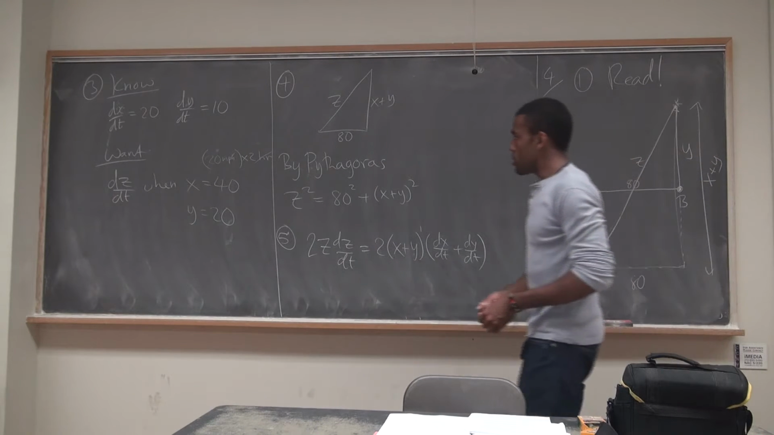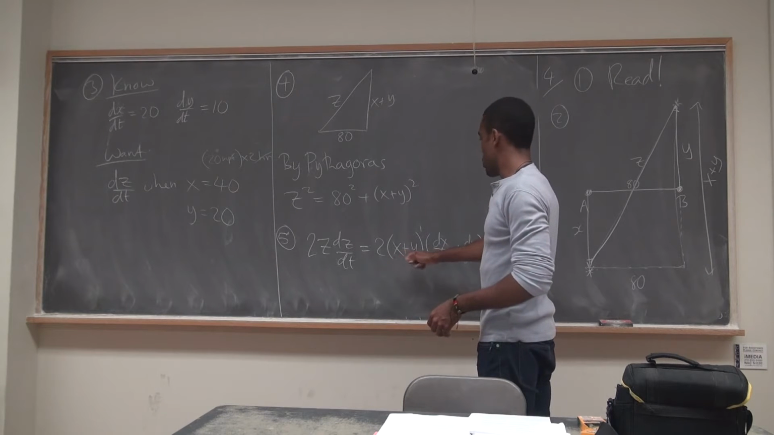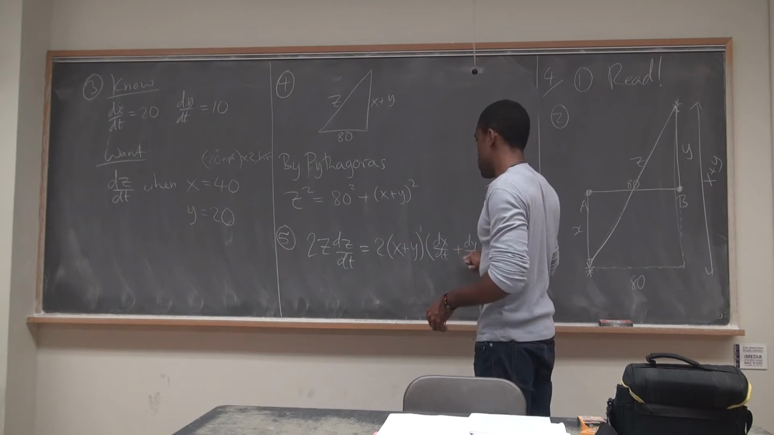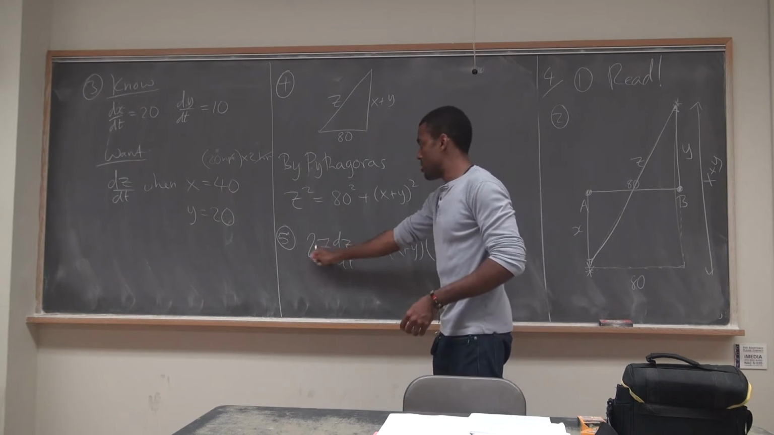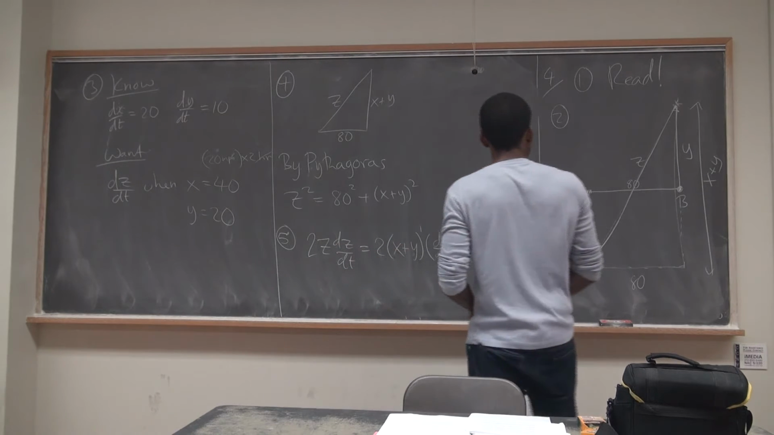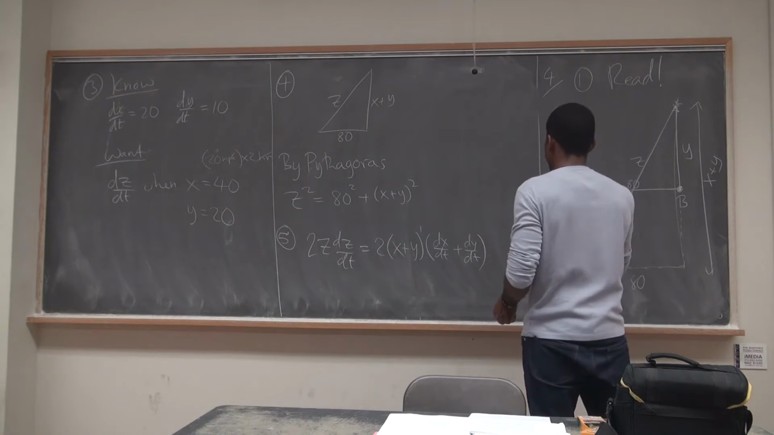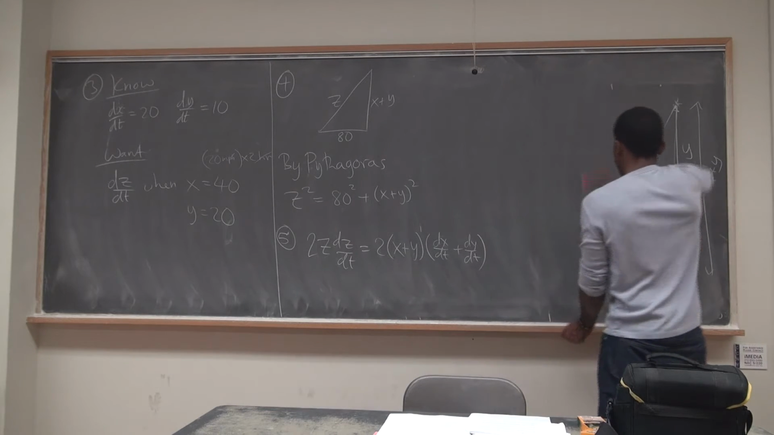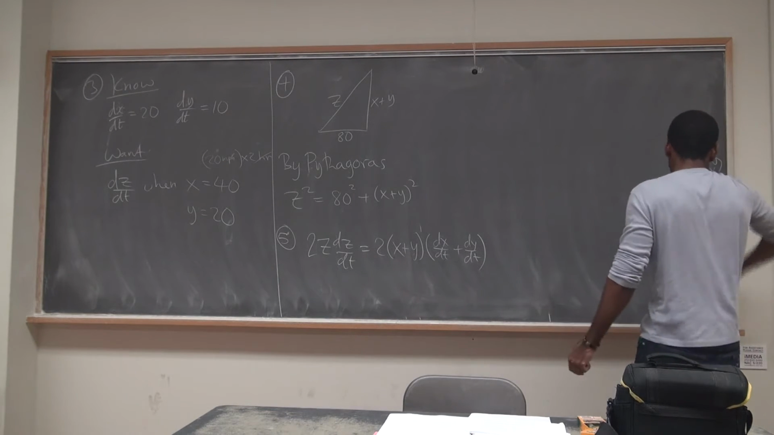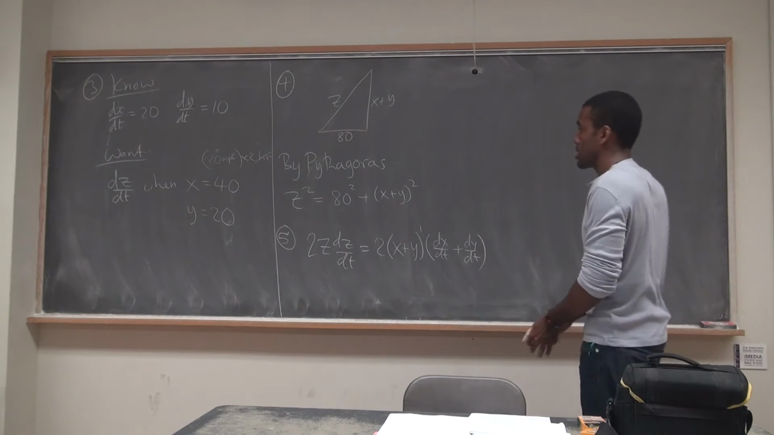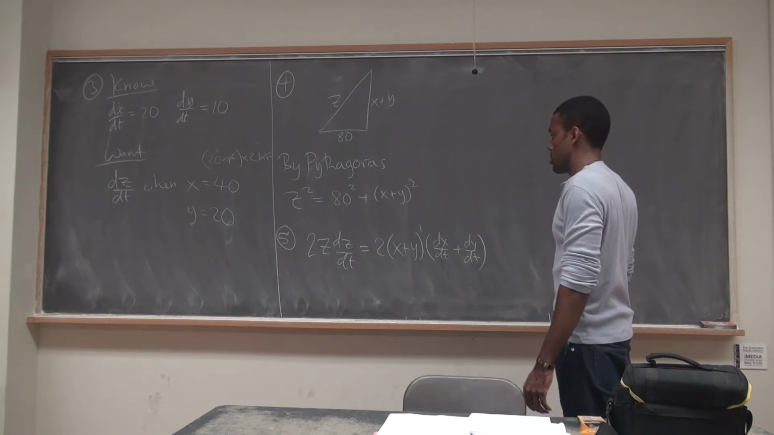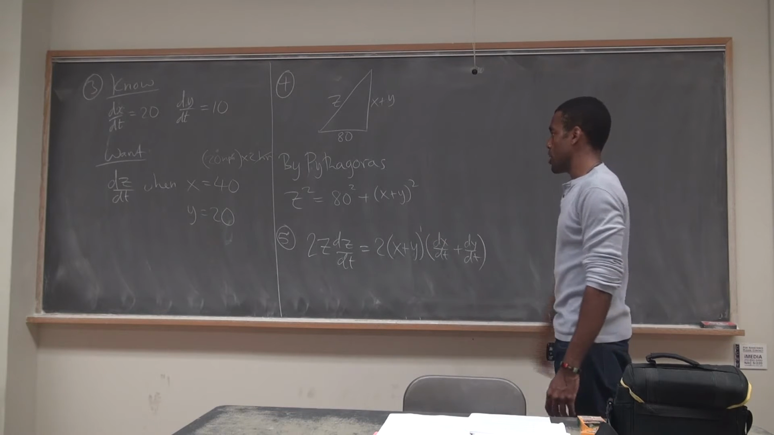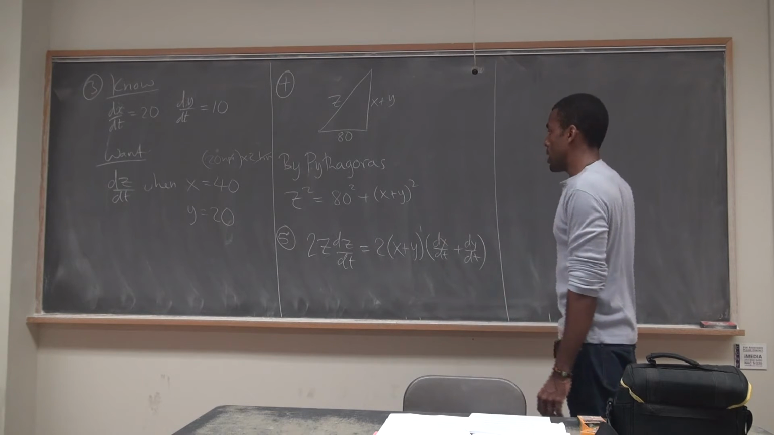Okay, so looking pretty nice here. I know x, I know y, I know dx/dt, I know dy/dt. Z, I don't know. Okay, how do I figure that out? Go back to the original formula. We have to figure out the z.